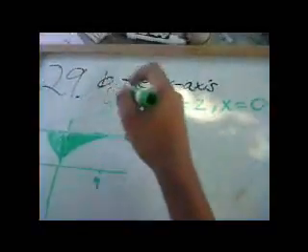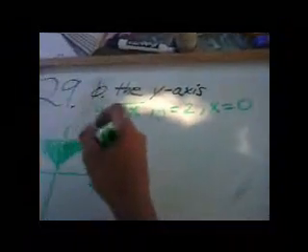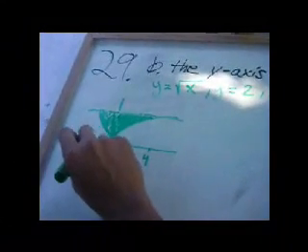Alright, for 29b, we rotate about the y-axis. When we rotate about the y-axis, it looks like we use the shell method.